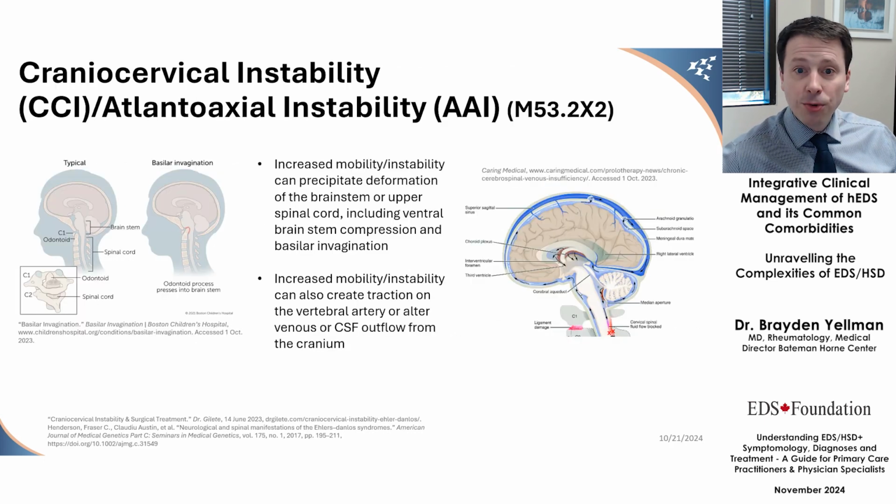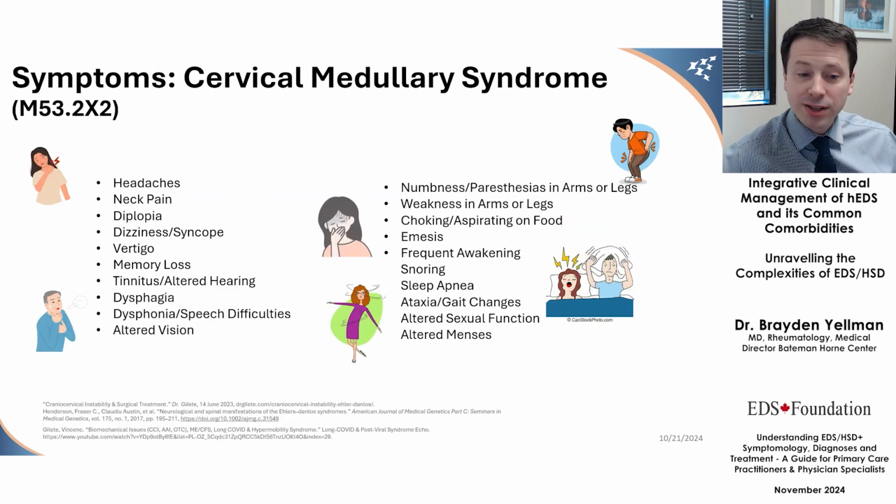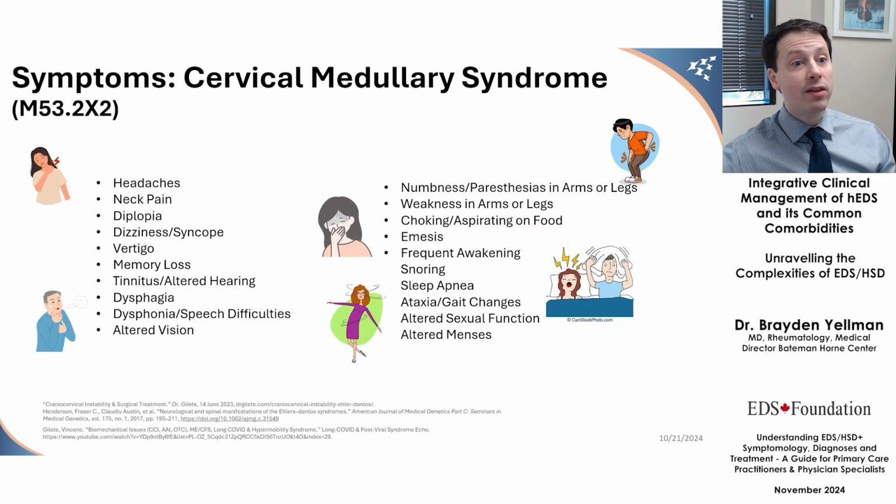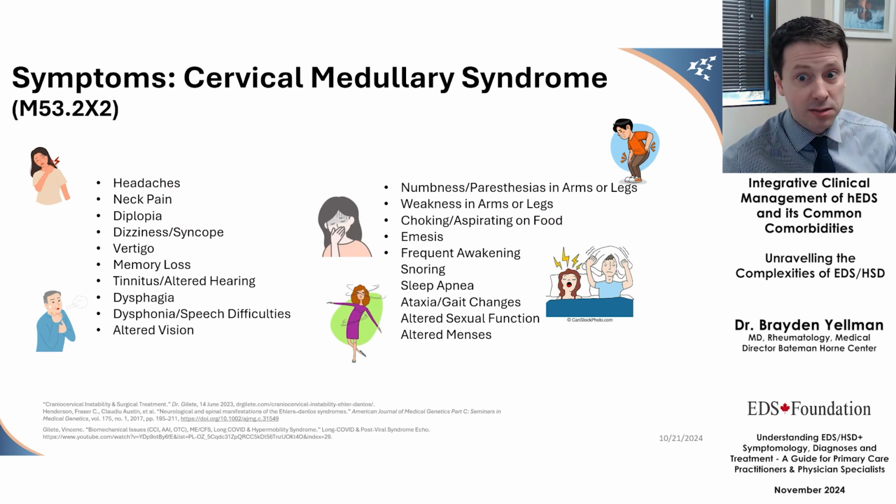So we get increased mobility and instability that can precipitate deformation now of the brainstem or of the upper cervical spinal cord, which includes the ventral brainstem and can lead to even basilar invagination. And increased mobility or instability can also create traction on the vertebral artery or alter venous or CSF outflow from the cranium. So this is the effect of that motion at that site. And you can imagine that if you are pressing on the brainstem or reducing blood flow in and out or CSF flow in and out of the head, that you will get a myriad of symptoms, and symptoms that maybe cannot be controlled with the mechanisms we've already covered today that work in the periphery of the body.